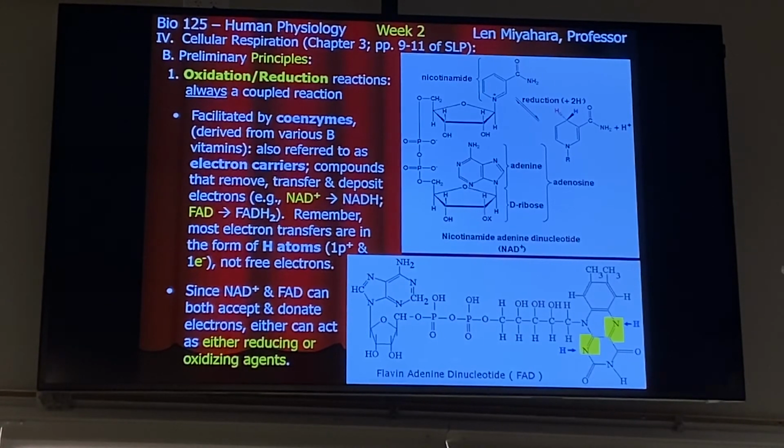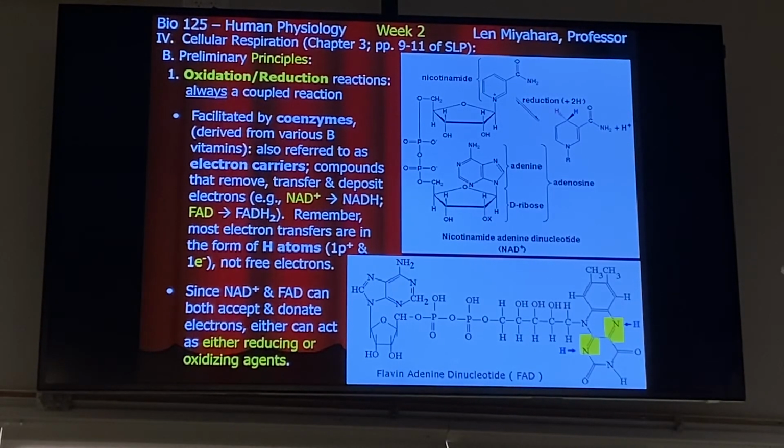Now, there are multiple ways that textbooks and online sites will designate these. For the lecture exam, it's not gonna be a big deal. Just know that if you have the H's, you have the electrons. If you gain the electrons, you are high energy, because these are high energy electrons.